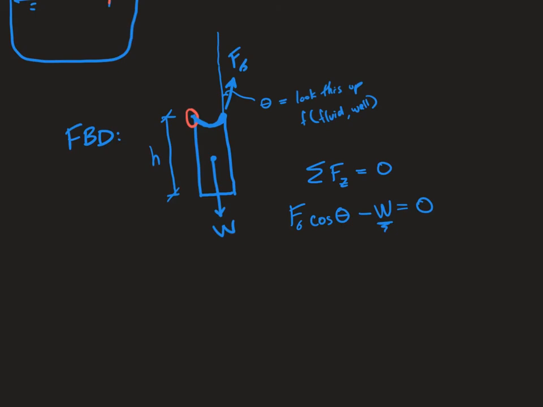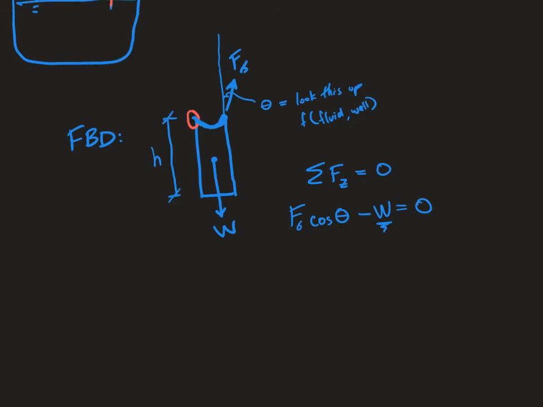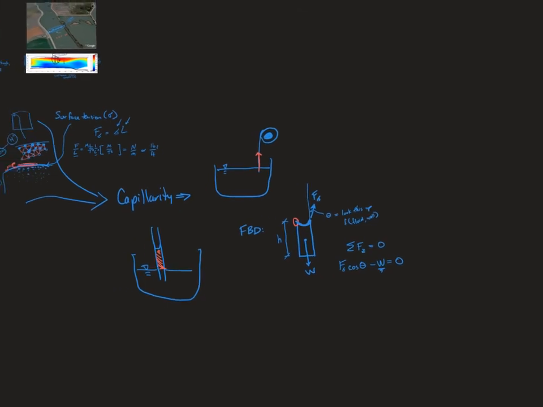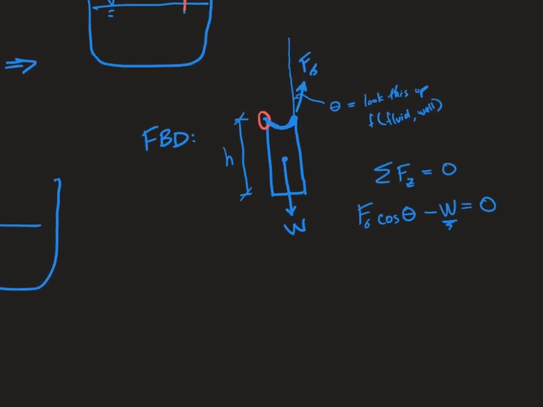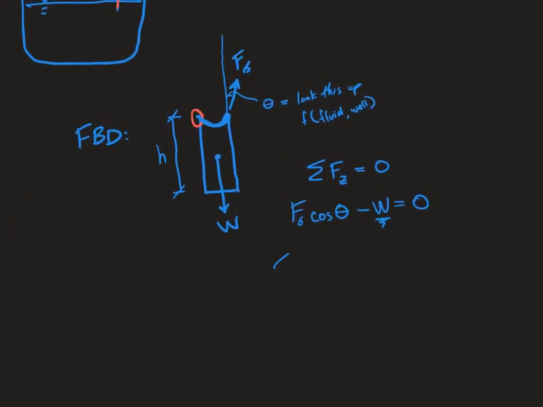Okay, so F sigma, from earlier in the notes, right over here, F sigma is sigma times L. So we're going to go ahead and go back over here. And I'm going to say sigma times L times the cosine of theta, minus the weight. Okay, now in fluids class, typically in other classes, you would take the weight and you would do mass times gravity.